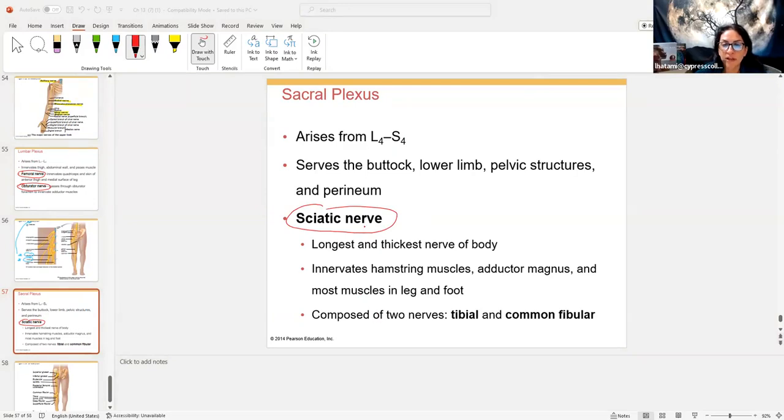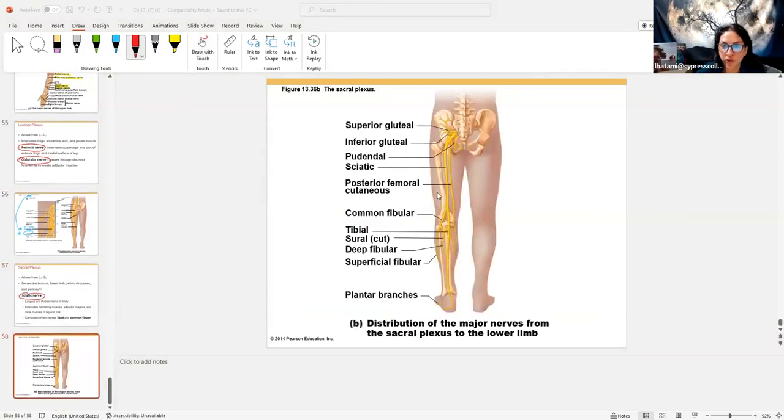Then, let's look at this picture. As you can see here, the ventral rami of L4 to S4 join together and make the sacral plexus. And you can see the different branches: superior gluteal, inferior gluteal nerve, pudendal nerve. But I want you guys to know only the sciatic nerve, okay? So the sciatic nerve is a very important branch of the sacral plexus.